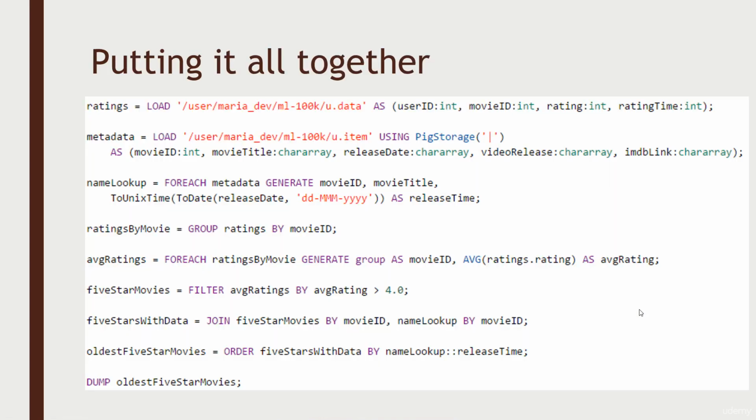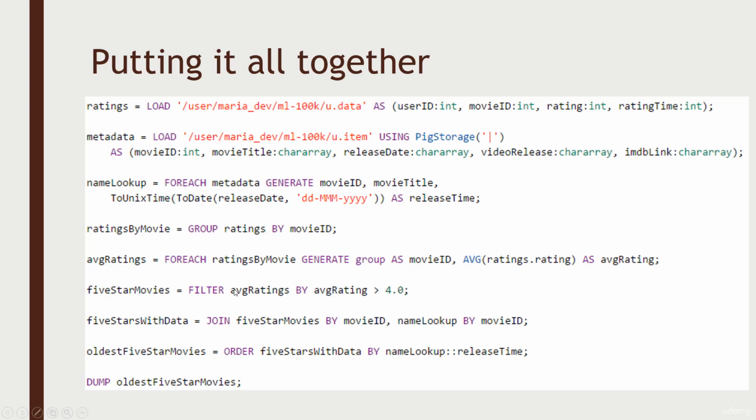All right, so let's actually take a look at it all together here in one place, and you can just review our entire approach. First, we load up the ratings relation, giving it a specific schema. We also load up the metadata from u.item using an explicit delimiter of a pipe and a given schema. We then go through the metadata and convert that to a new name lookup relation that contains a movie ID, a movie title, and the release date converted to a Unix timestamp. We then group all the ratings by movie ID, so that's basically doing a reduce to collect all the ratings together for each movie. We then go through that and compute the average rating for each movie.